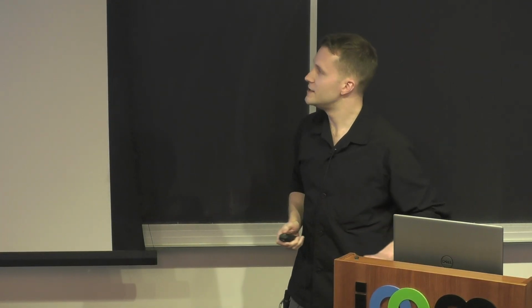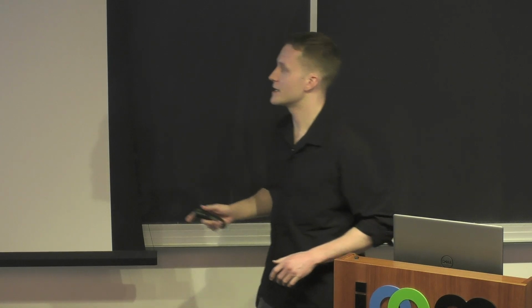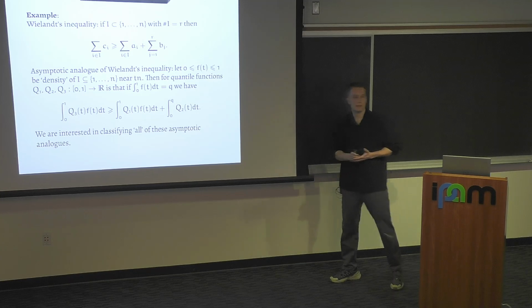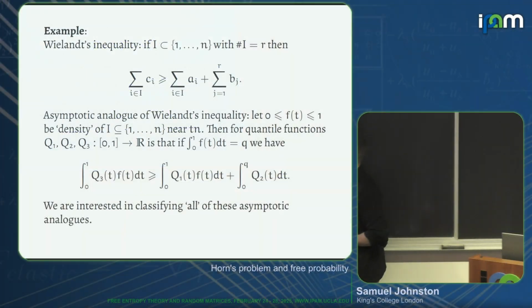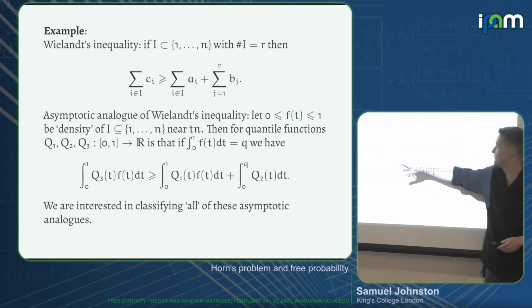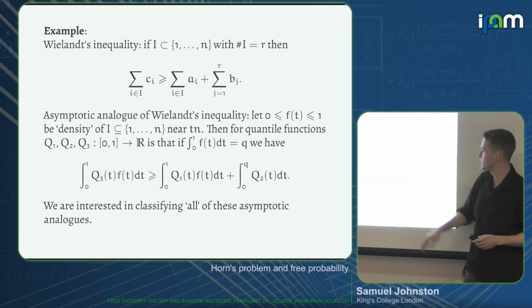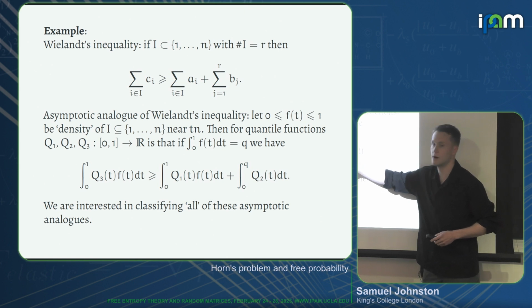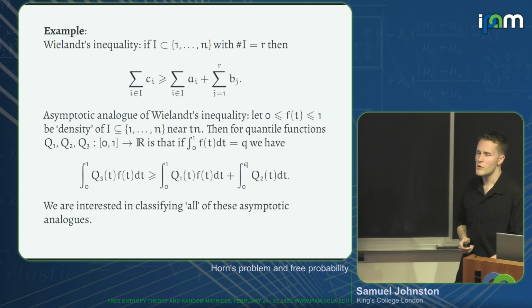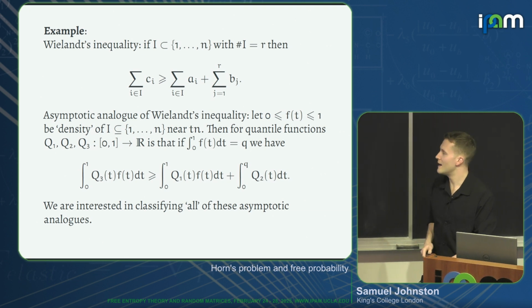And with this vague idea, we can develop an asymptotic analog of Weyl's inequality for these quantile functions. Namely, this third quantile function integrated against f of t is at least as large as the first integrated against f of t, plus the smallest q of the second. So what we're interested in doing here is characterizing all of these asymptotic analogs of these Horn inequalities.